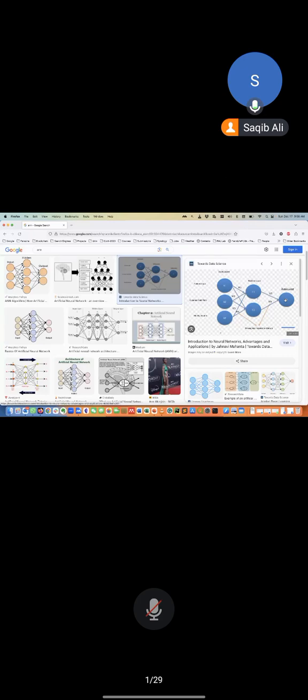So this is a totally different thing. It's a branch of machine learning. We cannot say that it's not a branch of machine learning. It's a branch of machine learning, but its working is totally different. इसका way, इसका जो architecture है, it's totally different.